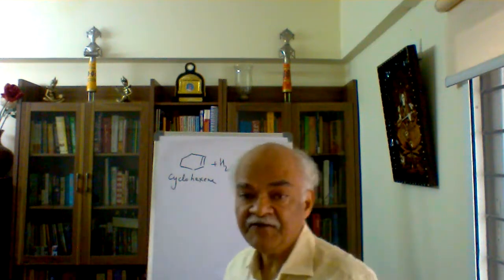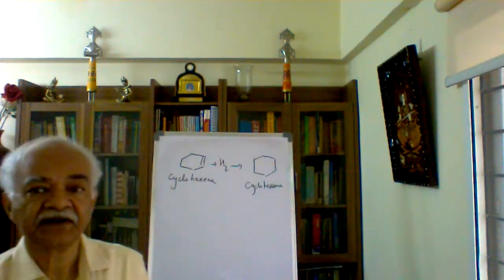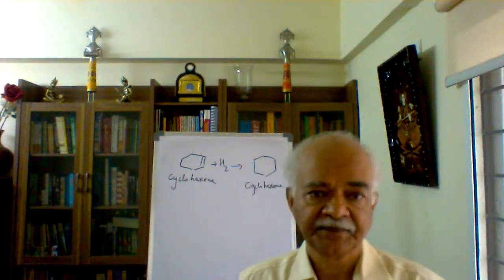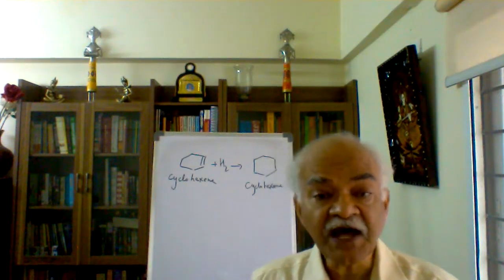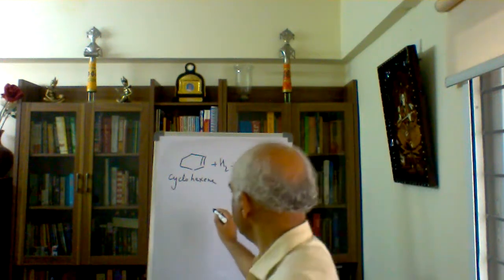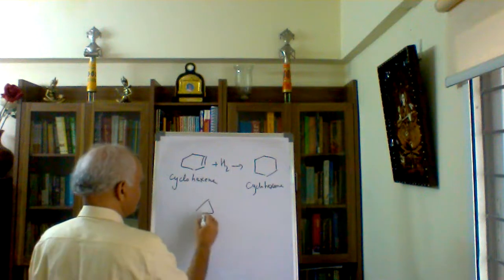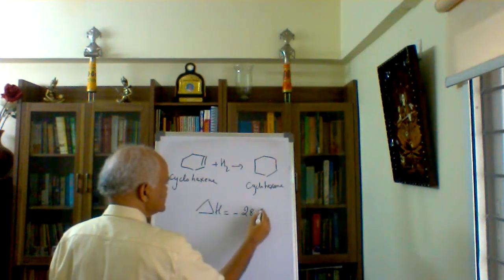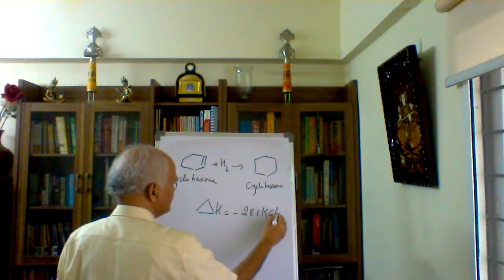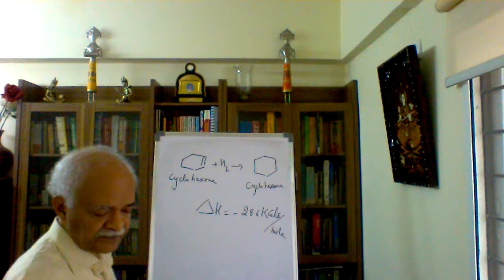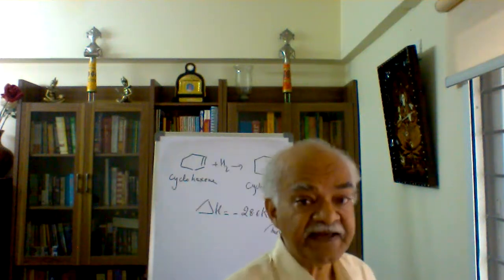Cyclohexane. And we can measure in an experiment the amount of heat that is liberated. That is called the enthalpy of hydrogenation, with the symbol delta H. And this figure is minus 28.6 kilocalories per mole. This I can measure, and this also I can estimate.